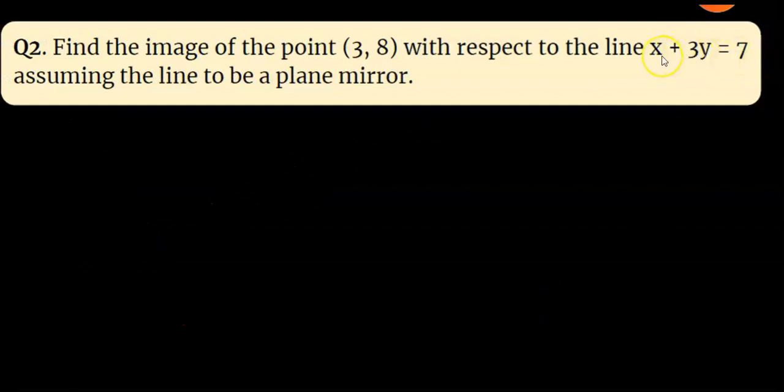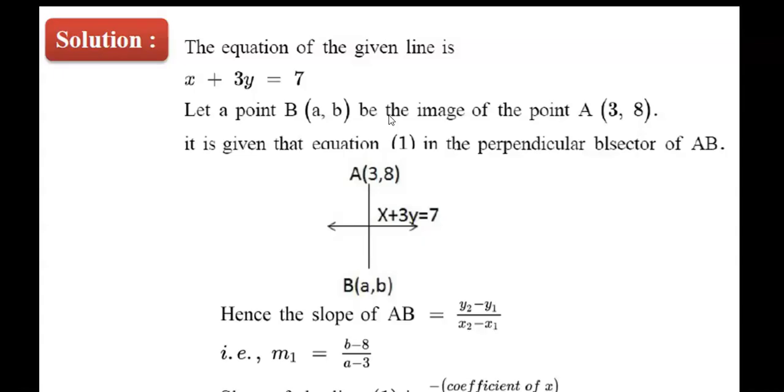Consider the line in the standard form x plus 3y minus 7 equal to 0. Then this is the point given for which we have to find out the image. If you take the image as x1, y1, we will apply the well-known formula: (x minus x1) divided by a is equal to (y minus y1) divided by b is equal to minus 2 into (ax1 plus by1 plus c). The other way of doing this problem is shown as the solution here.